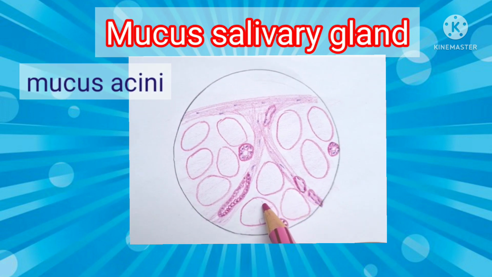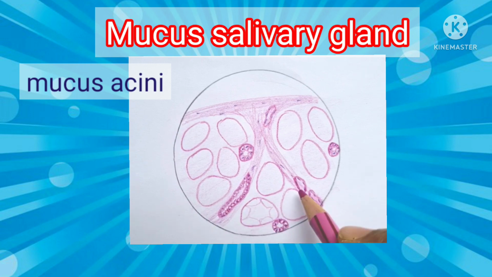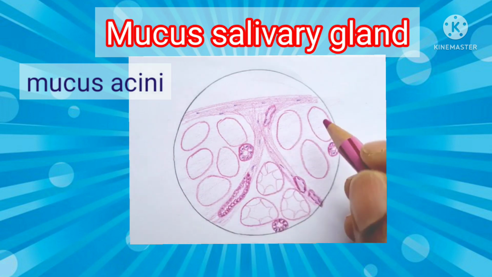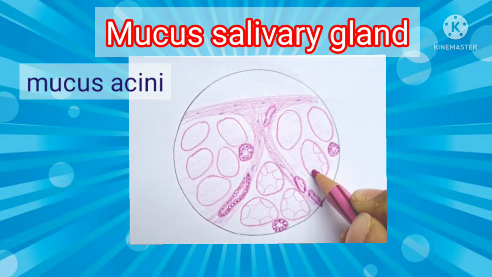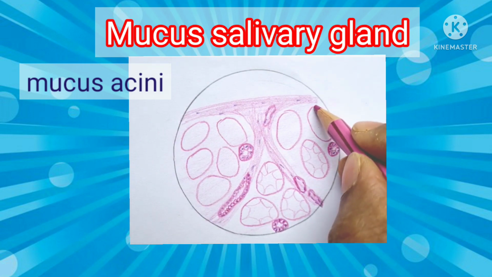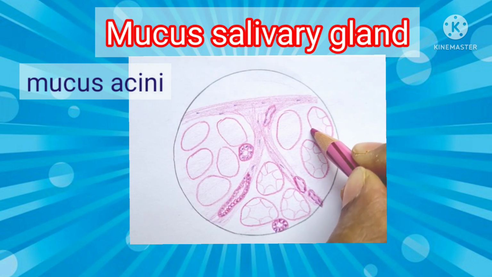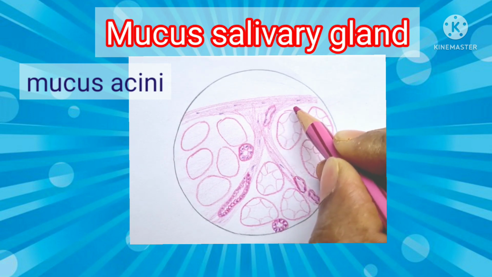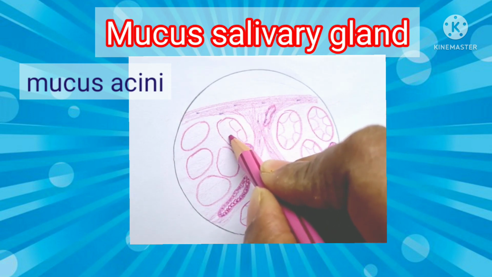Then coming to each mucous acini, the shape is larger and tubular or oval, not circular. The cells are cylindrical in shape. You have seen there is a broad apical part, and the base is also broad. They will be filled with mucinogen granules because they secrete a granule which is rich in mucin, that's a glycoprotein.